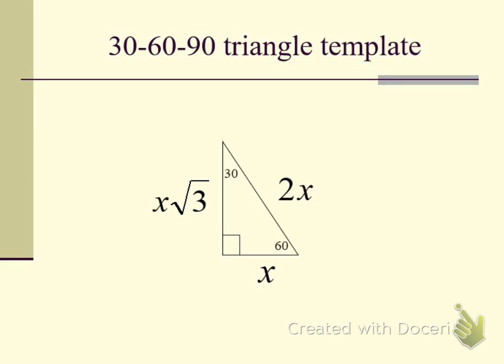So we always base this on the shortest side being X, the side across from the 30-degree angle. If it helps, you can label that side as definitely the shortest side, and the side across from the 90 is definitely the longest side. The other one would be the middle side. Okay, so we have to remember X, X root 3, 2X. That's our pattern that we have to remember this time, instead of the X and the X root 2.